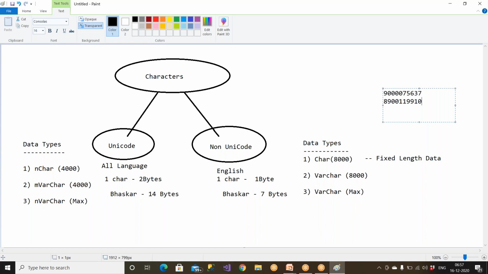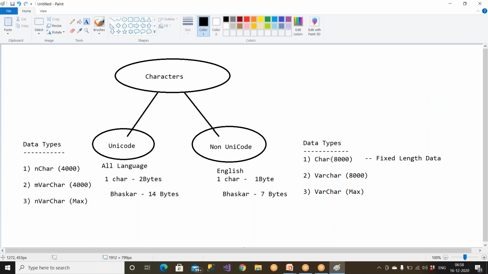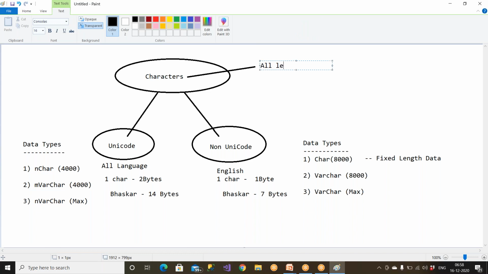Clear? If the length is not changing, then you can use either char or nchar. If the length is fixed, we can go in for character data. Clear? Many people wonder what characters means. You need to understand this point as well. Character means all letters, plus special characters.